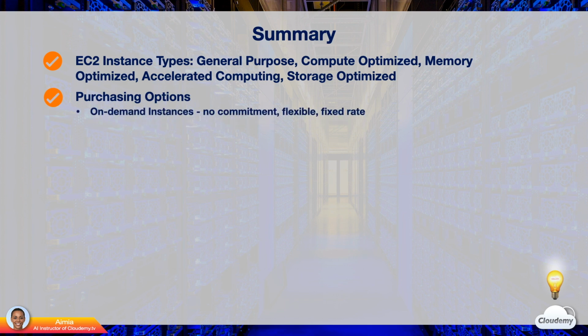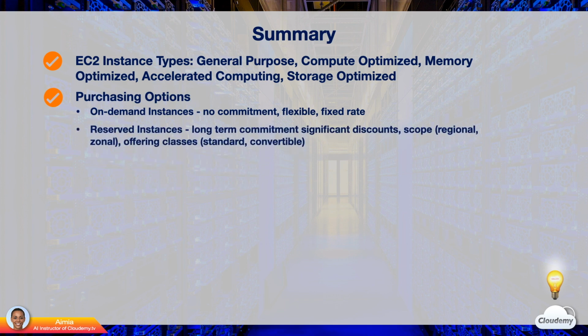On-demand instances are the most flexible option. You pay a fixed rate as you go without a long-term commitment. Reserved instances give you significant discounts and require a 1-year or 3-year fixed-term commitment. Regional instances and zonal instances give you different levels of flexibility on the capacity reservation. Offering classes, such as standard and convertible reserved instances, have different discount rates and flexibilities to modify or exchange instance attributes like instance types and sizes.